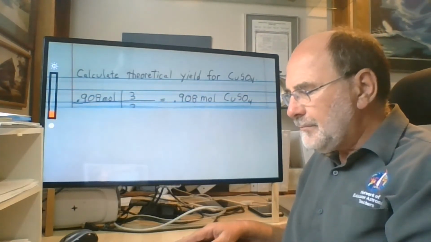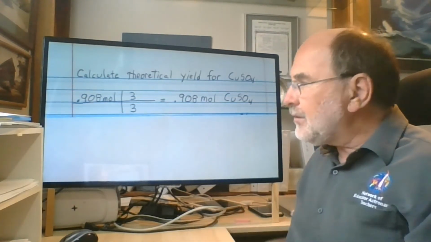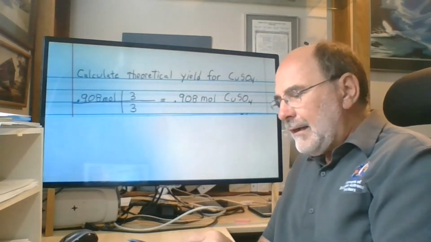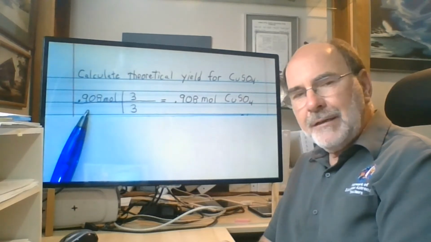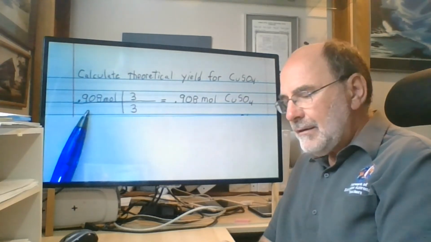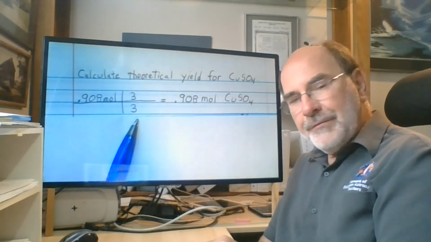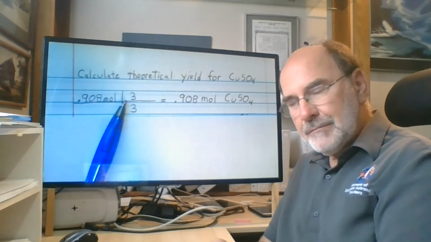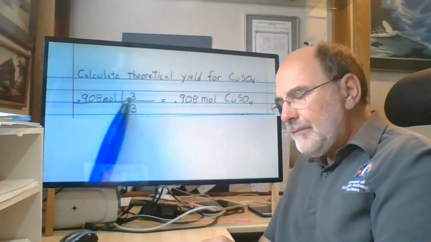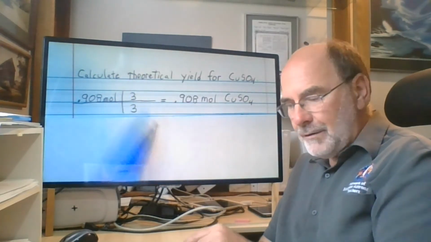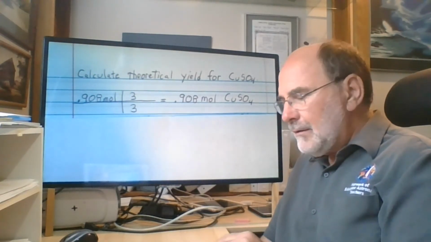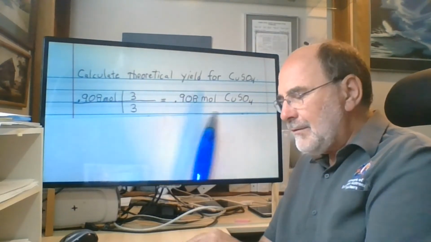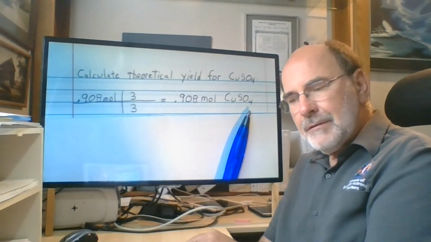All right, so I have to go by the balanced coefficients of my chemical reaction. I actually have 0.908 moles of the limiting reactant. For every 3 moles of that, I produce 3 moles of the copper sulfate, copper 2 sulfate. Therefore, the ratio is just 3 to 3. And that means I have 0.908 moles of copper sulfate produced.